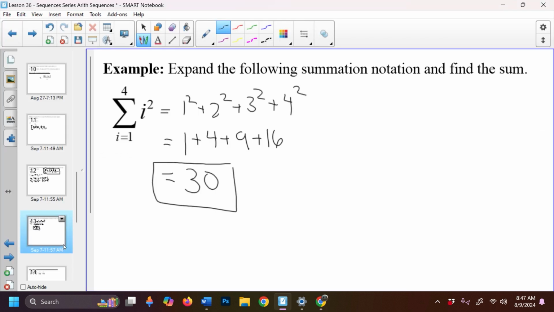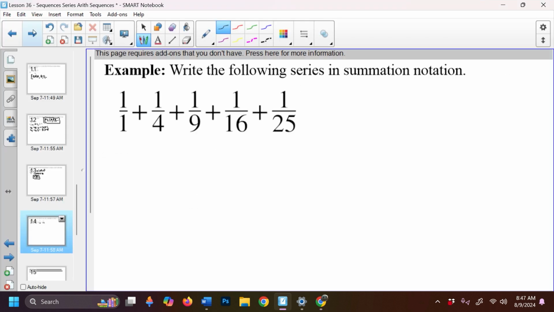All right, next example. It says write the following series in summation notation, and so I want to start by writing my sum. I'll use i equals 1. Now to get this upper limit, I need to count my terms. I got 1, 2, 3, 4, 5 terms. And since this is a fraction, sometimes it's easier to write those fractions as an equation for the numerator and then an equation for the denominator. And I think that's going to hold true for this case as well.